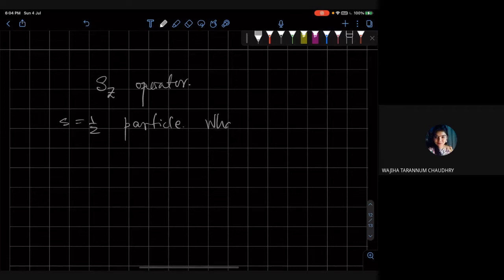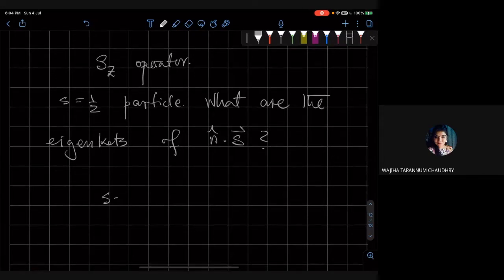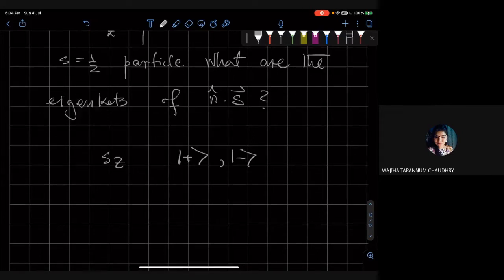Now, what are the eigenkets, say, of an arbitrary spin operator? For SZ, we have denoted them to be plus and minus. So that means we want to find out what the eigenkets of this operator are in terms of plus and minus. I won't do the general calculation. The general calculation will be set in an assignment that is coming to you soon.